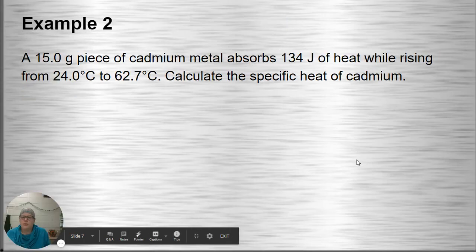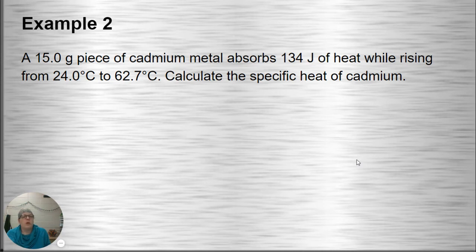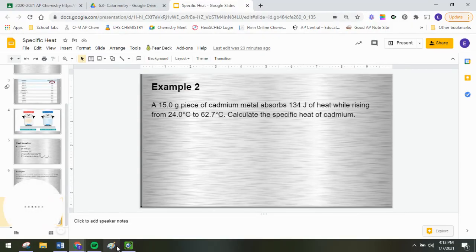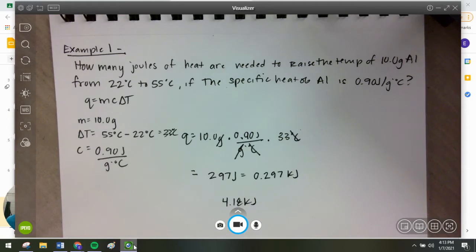All right. So example number 2 says a 15-gram piece of cadmium metal absorbs 134 joules of heat while rising from 24 degrees Celsius to 62.7 degrees Celsius. Calculate the specific heat of cadmium. Now, information is here. I want you to pause the video, see if you can figure it out, and then we will go to our answer, okay? So give it a shot, and we'll talk in however long it takes you. All right. Coming back, solve this one, and you should be a profesh at dealing with these problems.